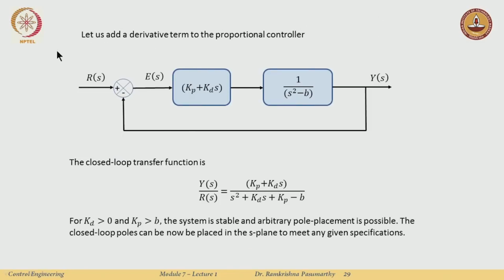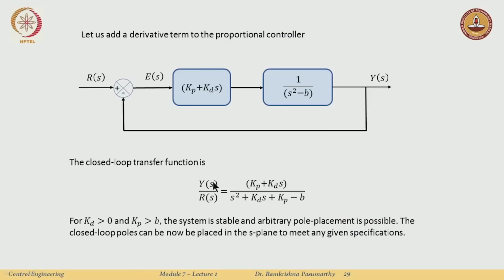Now, let us add a derivative term. The derivative term, as we saw, will add some kind of damping to the system. So, the proportional control got an unstable system to become marginally stable. Adding a derivative term will actually make it what we also call an asymptotically stable system.